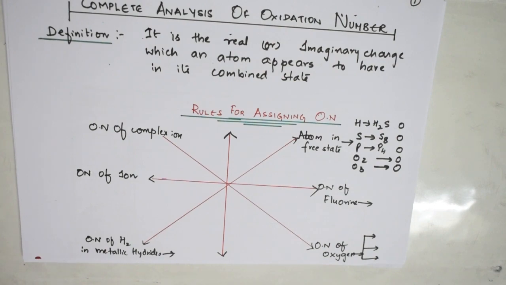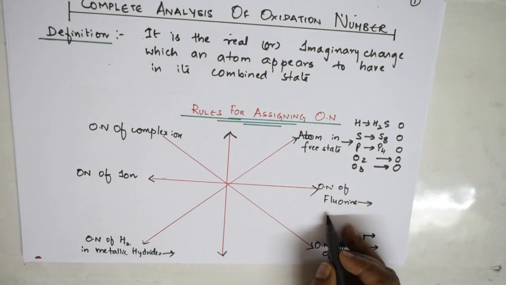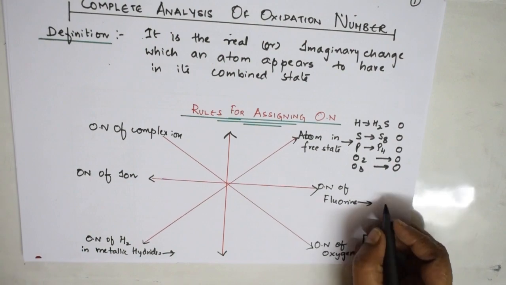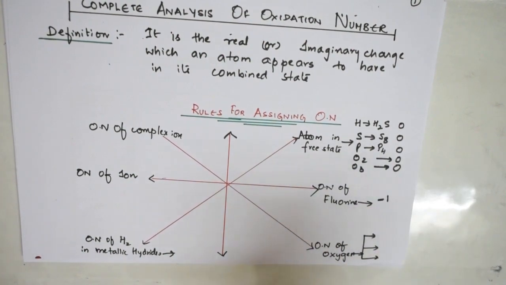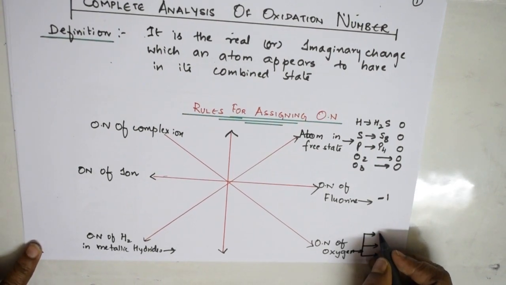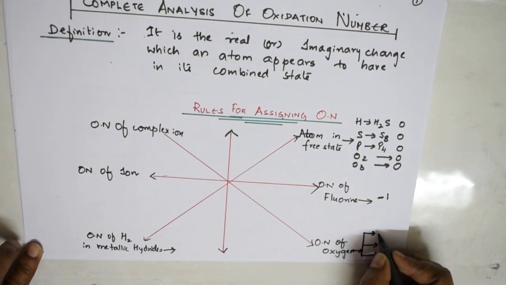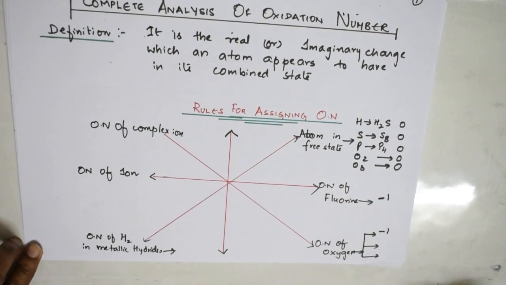So remember this. Now if I have to speak about fluorine, the oxidation number of fluorine, wherever it is, is -1 only, right? Now if I have to take the oxidation number of oxygen, basically oxygen exists in 3 different forms: peroxides, superoxides, as well as oxygen fluorides. Suppose it is in peroxides, so in peroxides, the oxidation number is always -1.